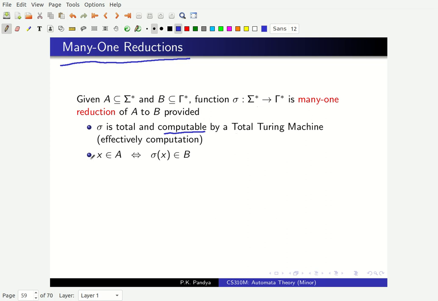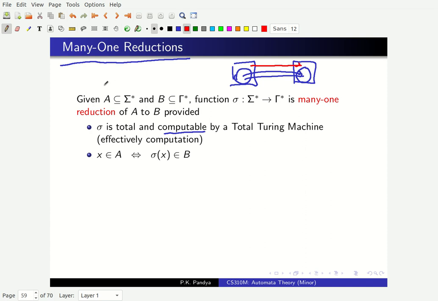And secondly, this translation has the following property. If x belongs to A, then sigma of x must belong to B. That is, every member of A is mapped to some member of B, and every member which is not in A is mapped to something outside B. So if you have sigma star which looks like this, and this part is A, and this is your gamma star, and this part is B, then everything in A goes to something in B, and everything outside A goes to something outside B, right?